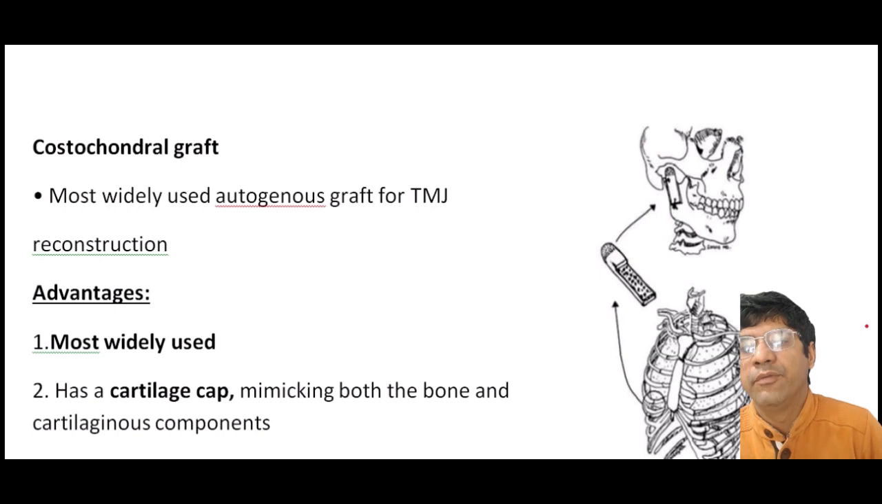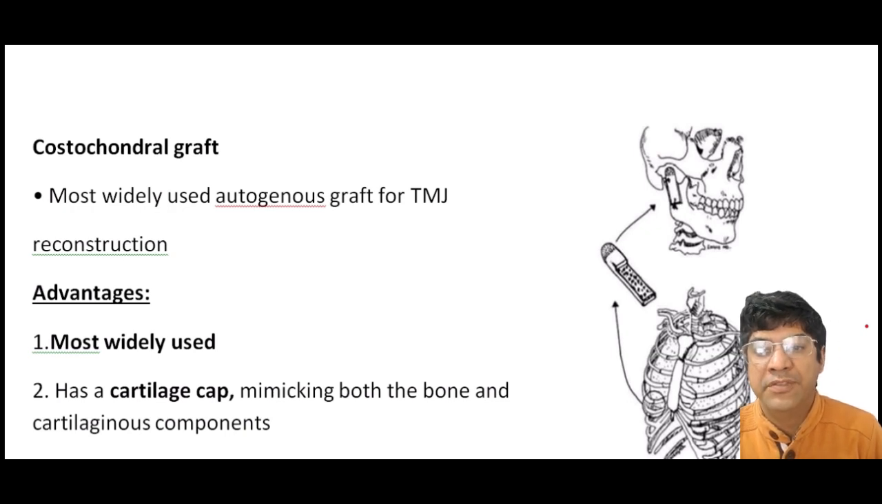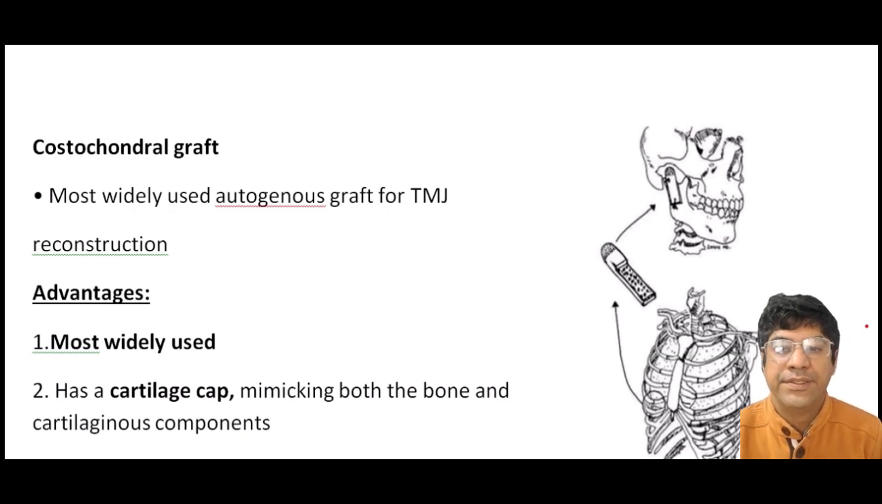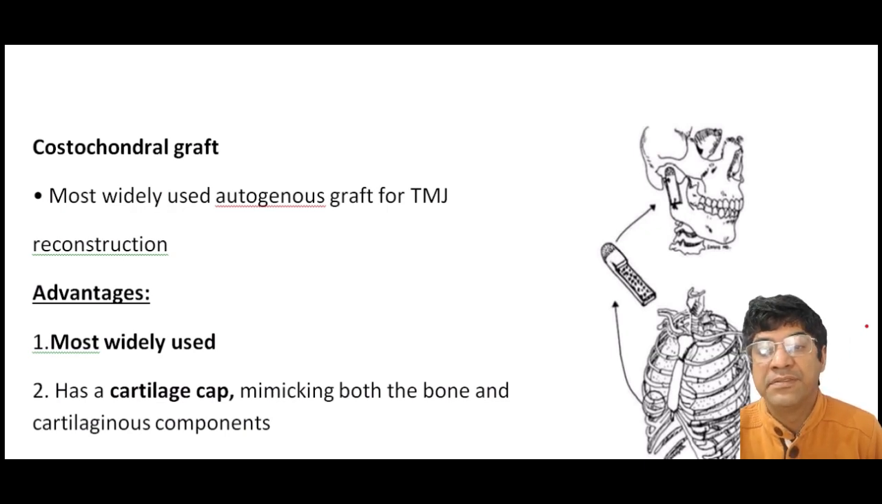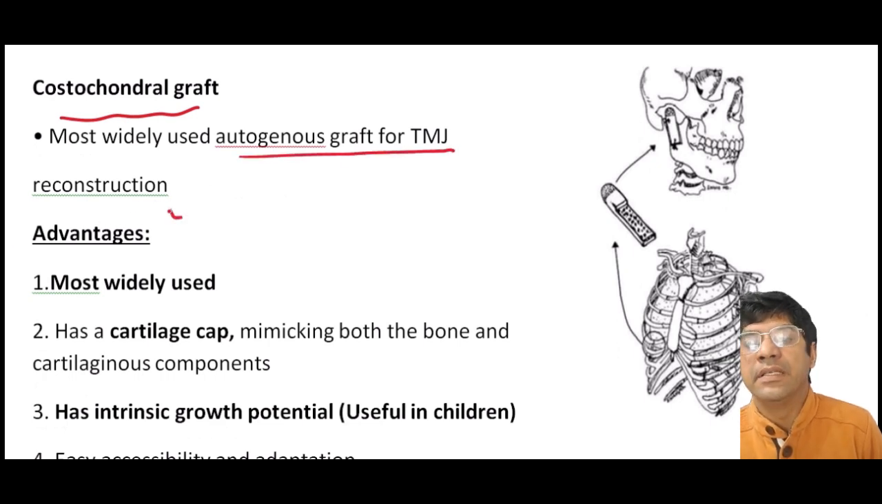Now, what are the grafts that we can use, and what are their goals? Our primary aim is to replicate the joint's normal structures as closely as possible. Secondly, we strive to ensure that the reconstructed joint functions properly. And third, in cases involving children, we create an environment within the joint that allows for adaptive growth. That is why we choose costochondral grafts. They are the most widely used autogenous graft for TMJ reconstruction.